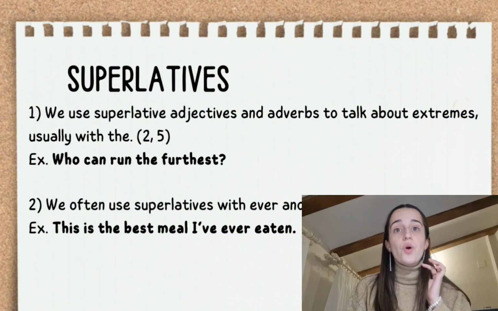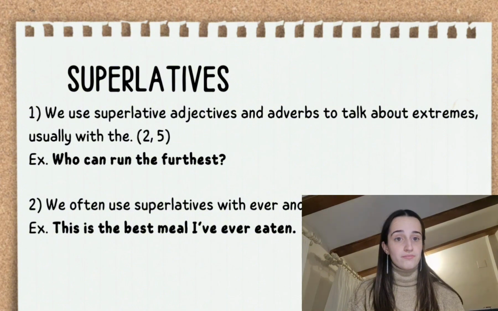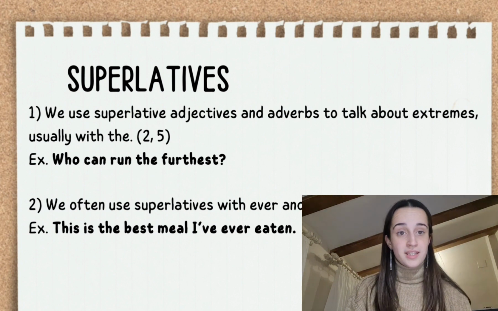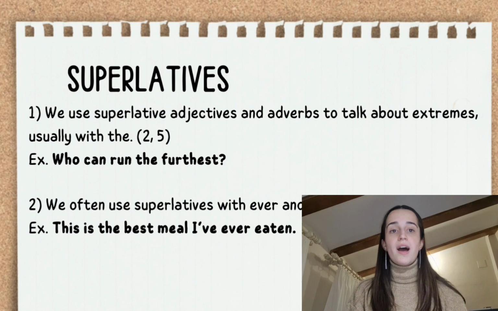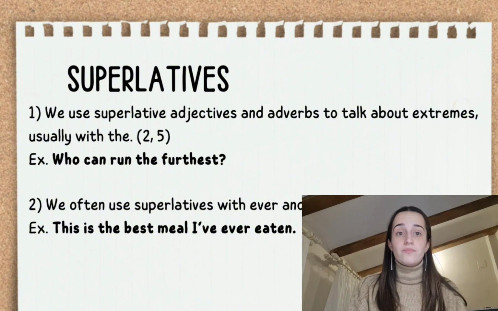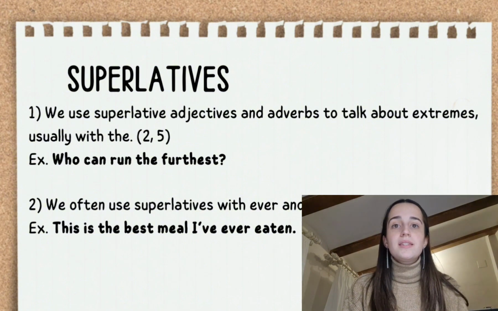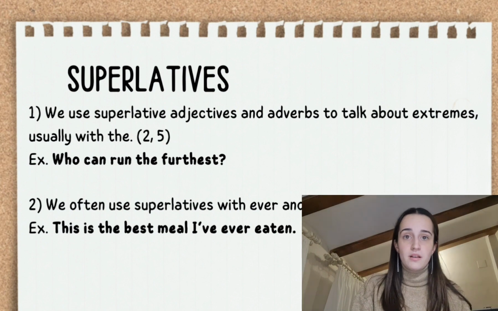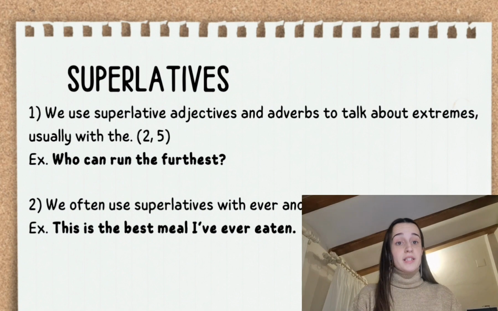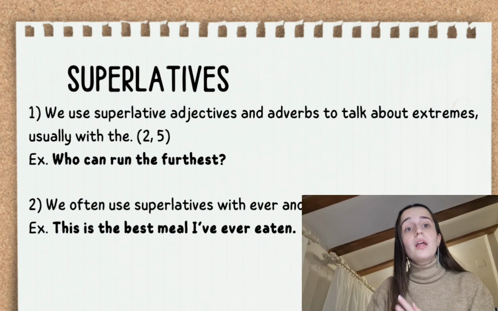For example, who can run the farthest? This we can see in sentences 2 and 5. And the second use is we often use superlatives with "ever" and the present perfect. For example, this is the best meal I've ever eaten. Now I can explain the sentences of the grammar exercise.